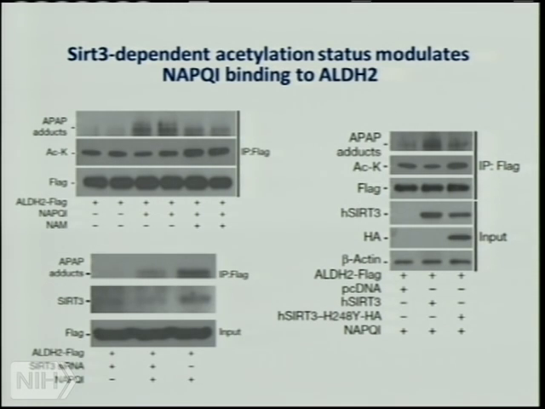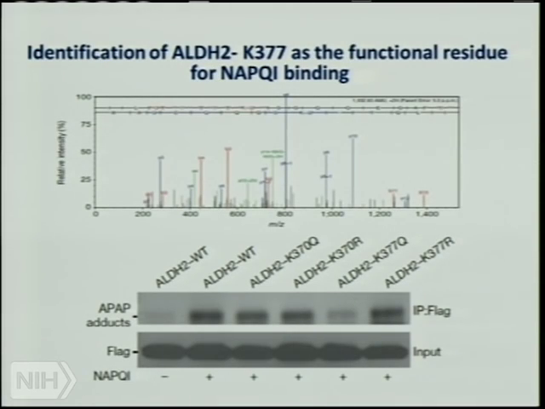So this suggests that acetylation of ALDH2 could be modulating the binding of this toxic metabolite and therefore play a role in hepatotoxicity. We then used mass spec to identify the sites on ALDH2 that could be modulated by this acetyl modification. And in fact, you get a 42 Dalton change in spectra when the lysine is acetylated. And we found two sites, lysine 370 and lysine 377.